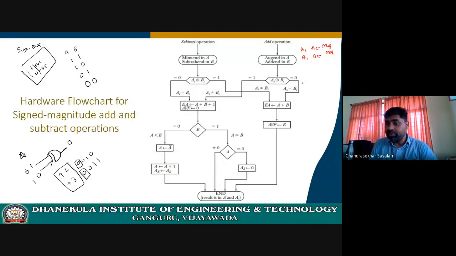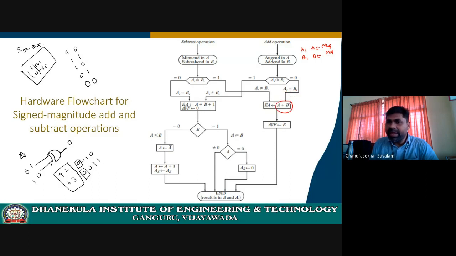What we are going to do, students, in addition, you need to do A plus B. Is it right? Yes, sir. Signs of A and B are same. In the addition algorithm, you need to do addition and attach the sign of A. So if the output of the XOR is equal to 0, which means both have the same signs, then immediately you need to do, what is the next step, students?